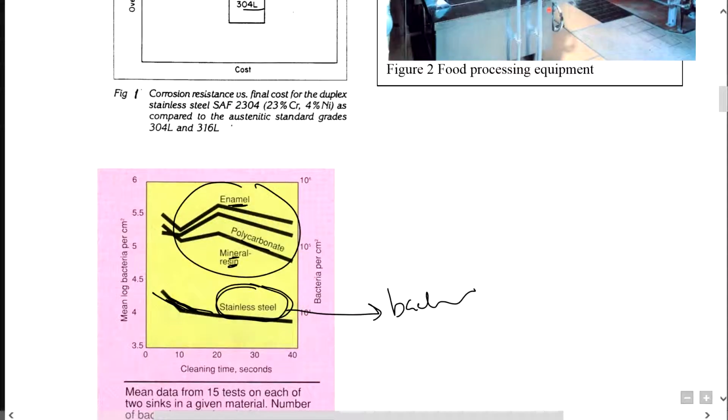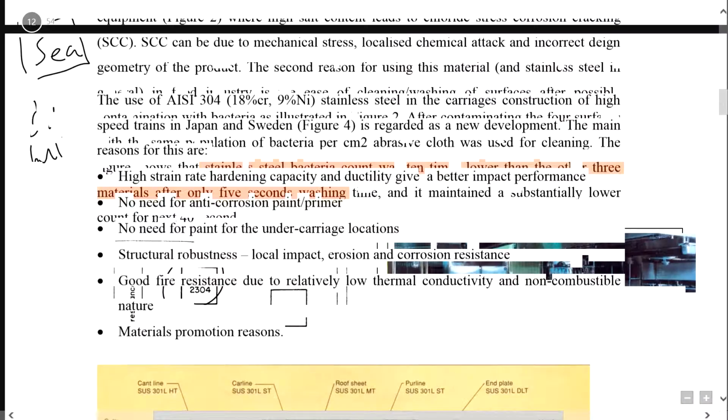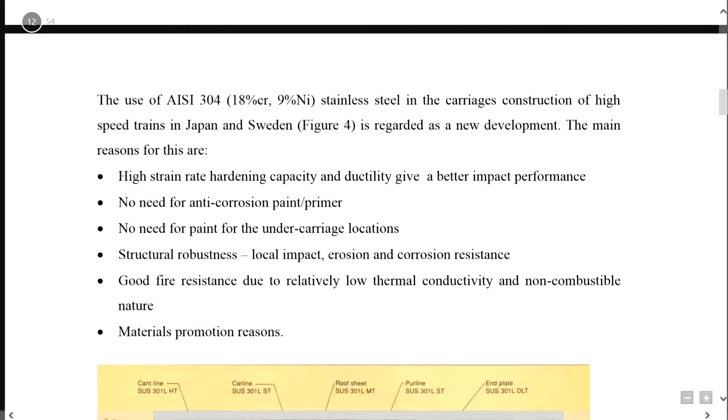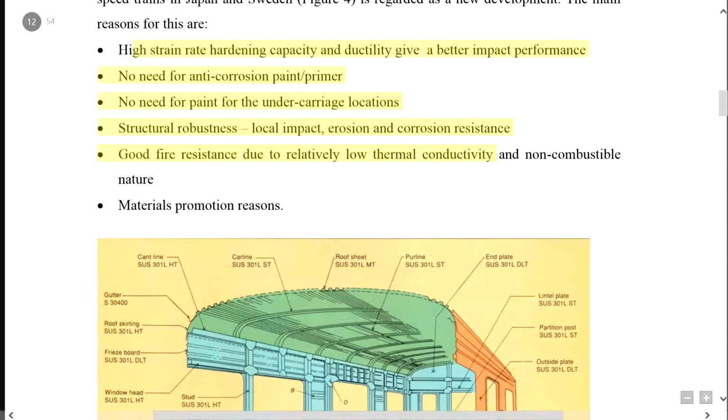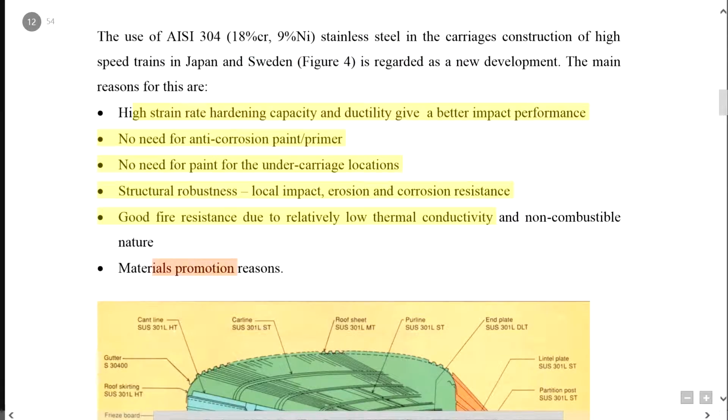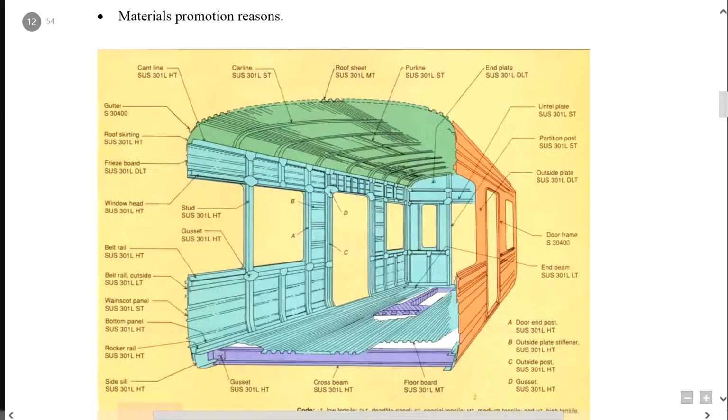But nonetheless, mild steel itself can also be used for cooking, as we mentioned just now in the previous video. So cooking wise, you can also use this type of bacteria-free material. Also, you can use AISI 304, 18% chromium and 9% nickel, for carriages, in the construction of high-speed trains in Sweden. These are all the little stuff that I should have highlighted.